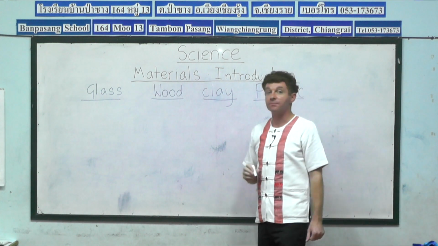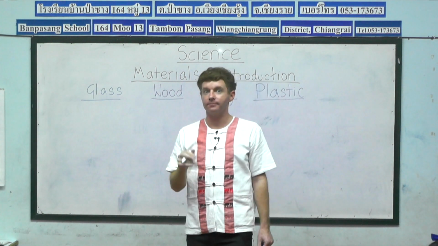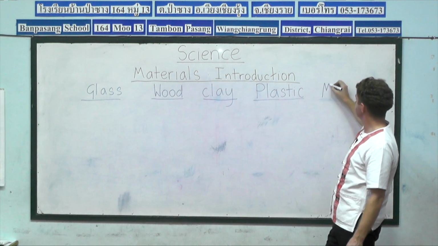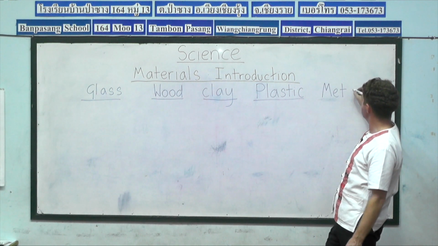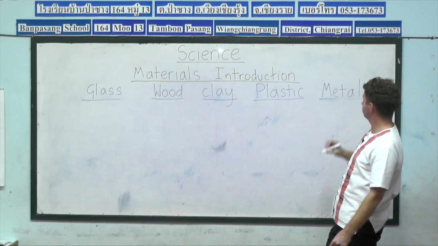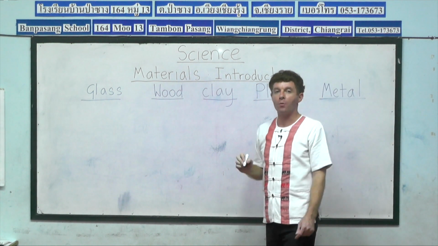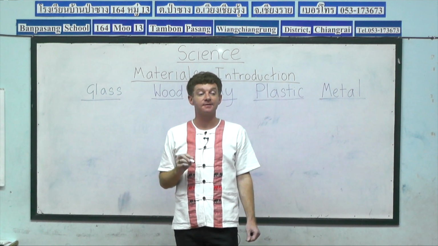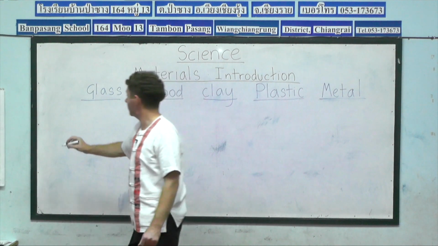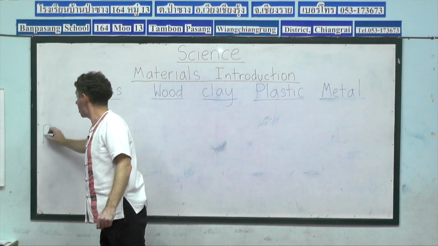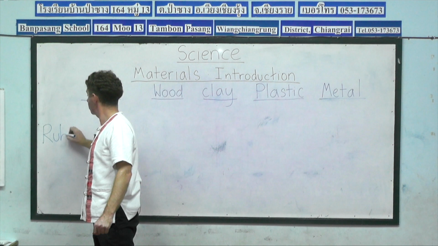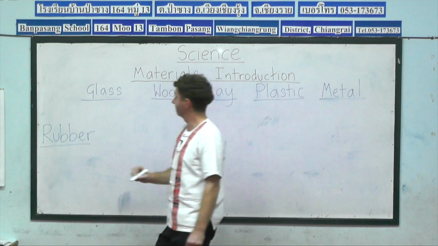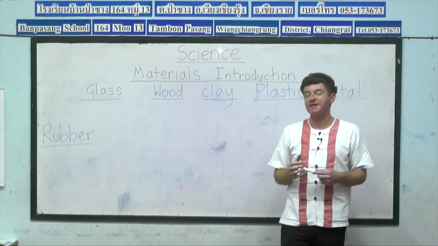Now what about the hard material we use? Metal. M, E, T, A, L. Okay. And what we need is one more material. What's the soft type of material that we use, guys? Rubber. So we can have rubber over here too. R, U, B, B, E, R. Okay, so I think that's enough for materials for now.